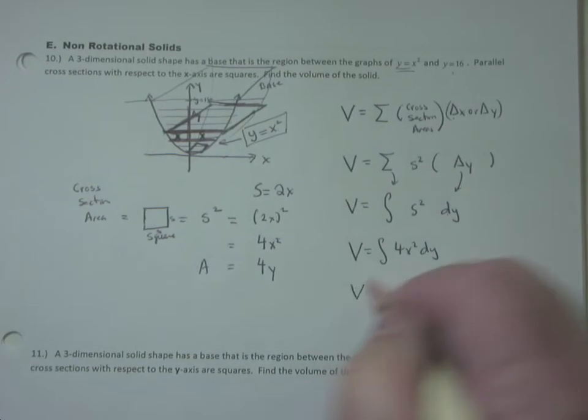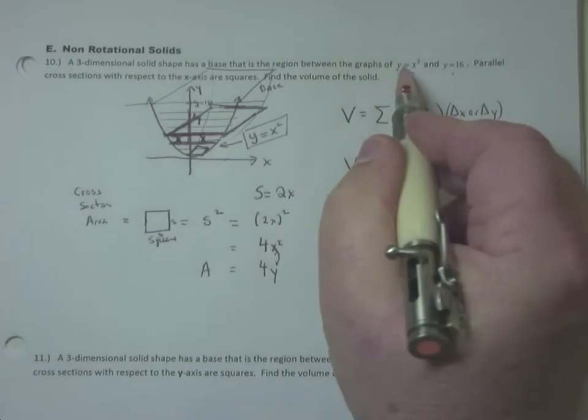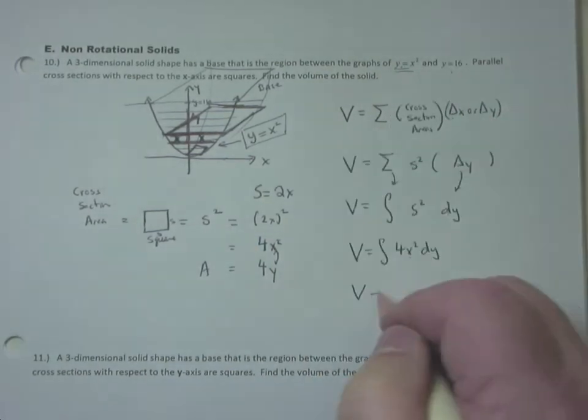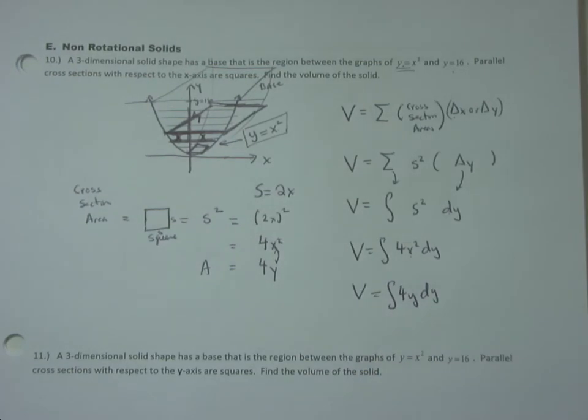So x squared is equal to y, so that's a substitution based upon the equation of the base here. So volume is equal to the integral of 4y dy. And I've got my answer except for one thing. I've got to have bounds. Which variable am I interested in on this one?